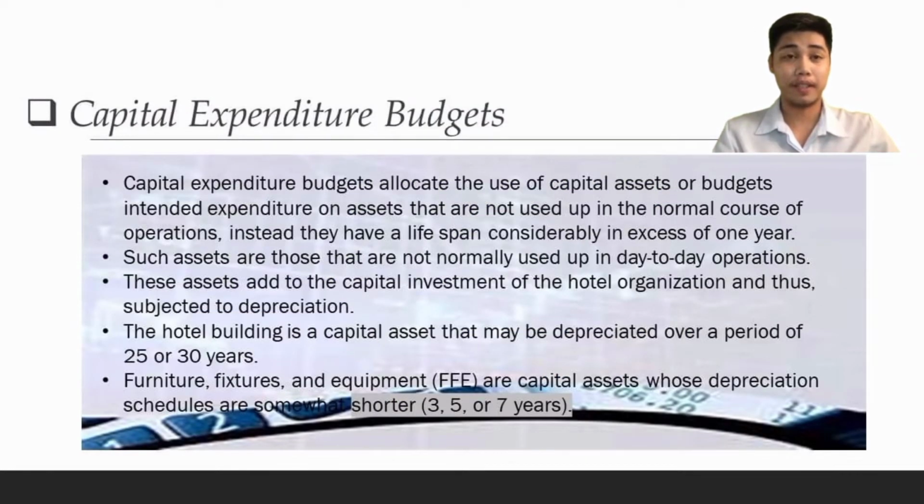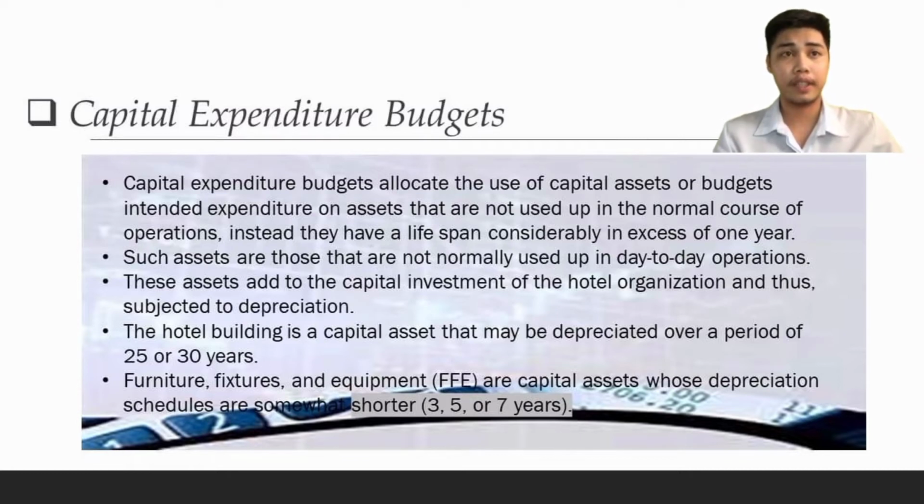Capital expenditure budgets. Capital expenditure budgets allocate the use of capital assets, intended expenditure on assets that are not used up in the normal course of operations. Instead, they have a lifespan considerably in excess of 1 year. Such assets are those that are not normally used up in day-to-day operations. These assets add to the capital investment of the hotel organization and are thus subject to depreciation.